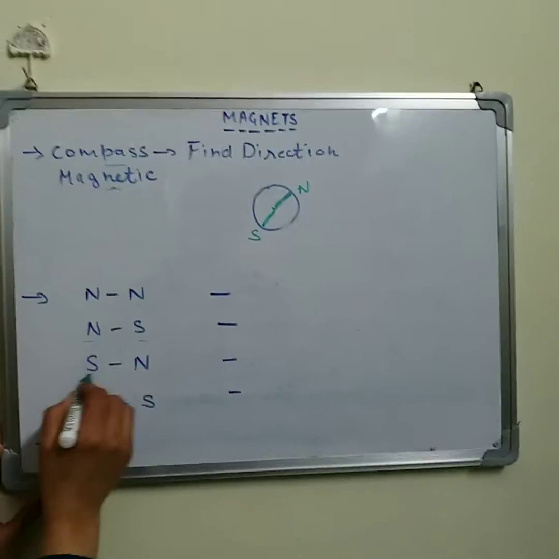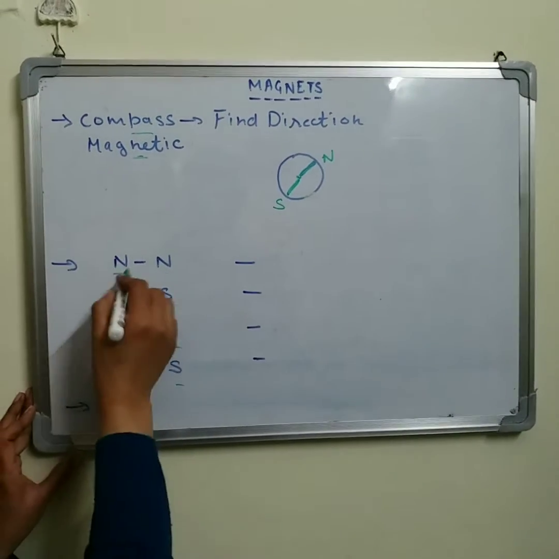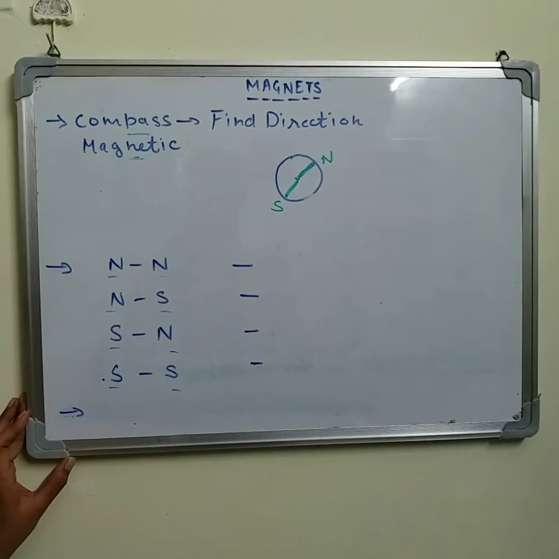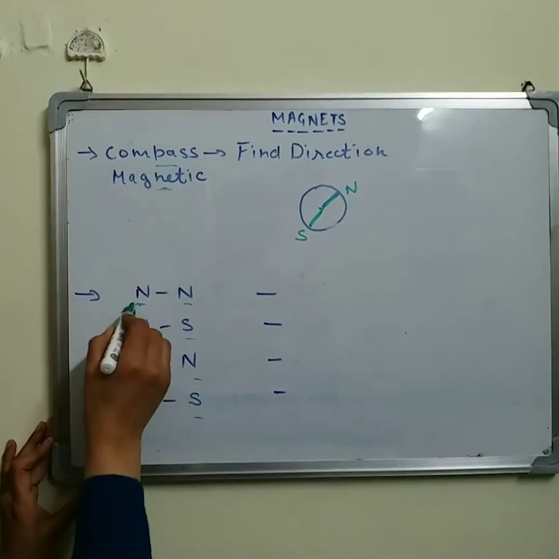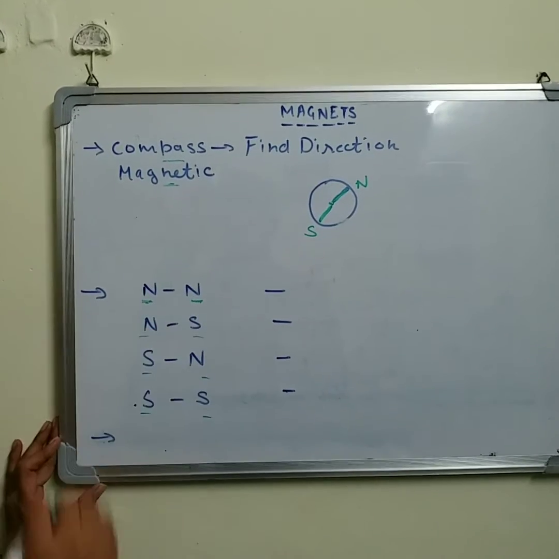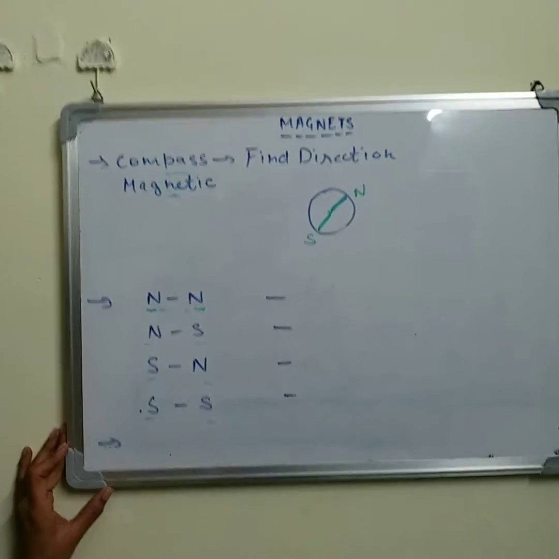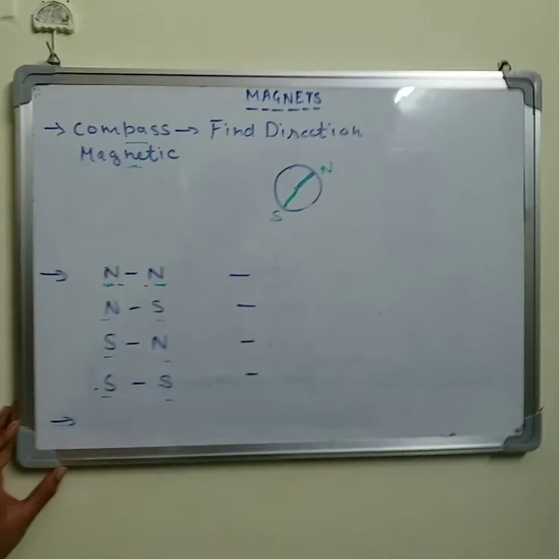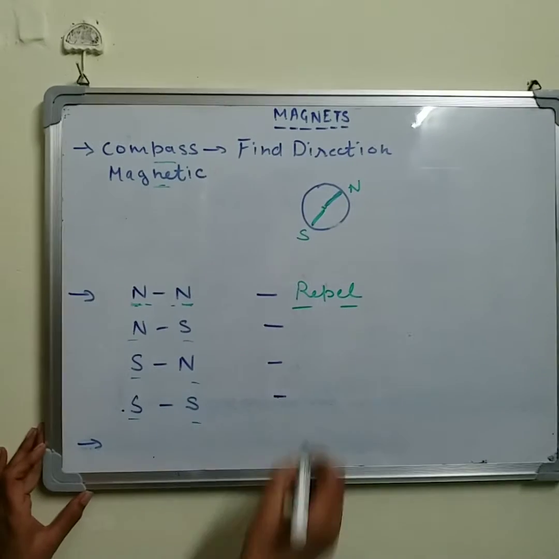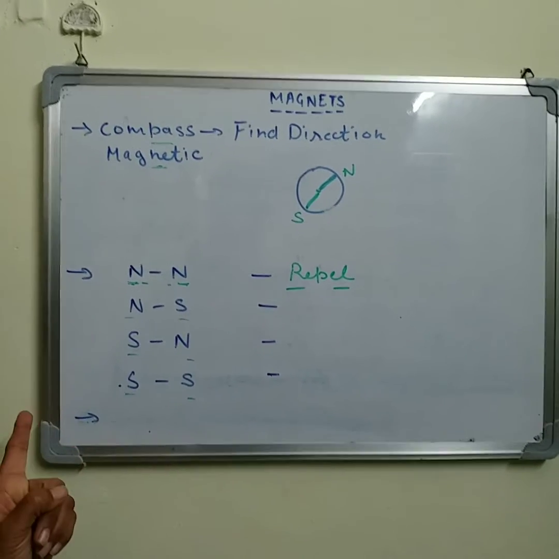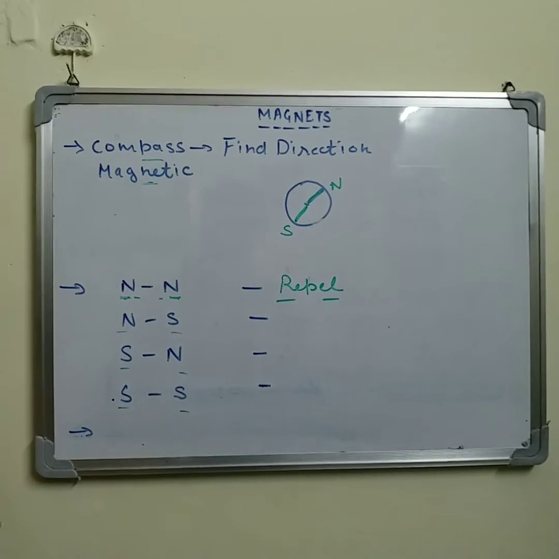These are the different poles of a magnet, and we have to tell whether they will attract each other or repel each other. So there are north and north pole: the north pole of one magnet and the north pole of another magnet. When they are brought close to each other, what will happen? Will they attract or repel each other? Yes, you are right. They will repel each other because similar poles repel each other and the different poles of different magnets attract each other.